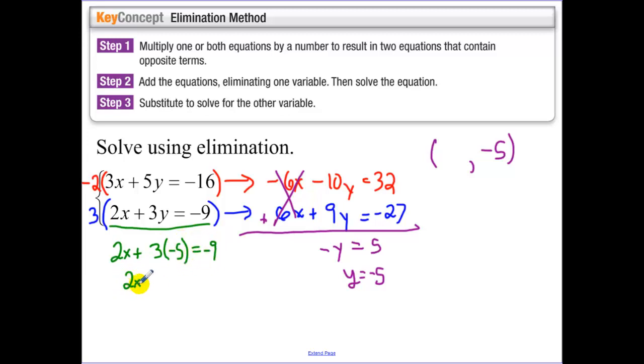Or a 2x minus 15 is equal to a negative 9. So 2x is going to equal 6. So therefore, x is going to be equal to 3. So now we have our answer of (3, -5).